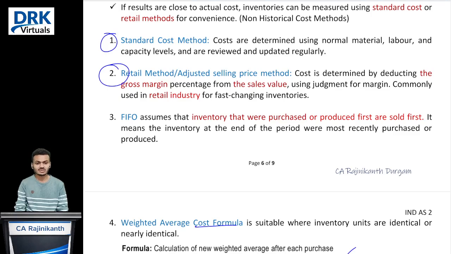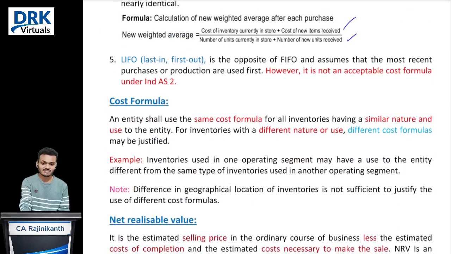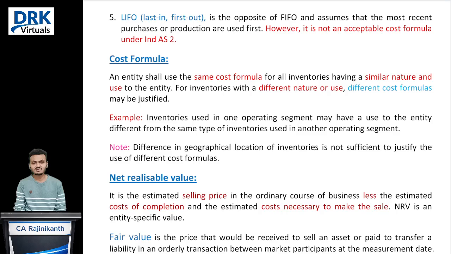In this case, we deduct the gross margin percentage from the sales value. That gross margin should be determined on the basis of judgment. Okay, and the resultant amount is the cost at which we can measure our inventory. Usually this method is applicable in retail inventory for fast moving inventories. Okay, so the same cost formula shall be applied to all inventories having similar nature and similar usage. If the inventories have a different nature and a different usage, in that case we can follow a different cost formula, but we should justify it.